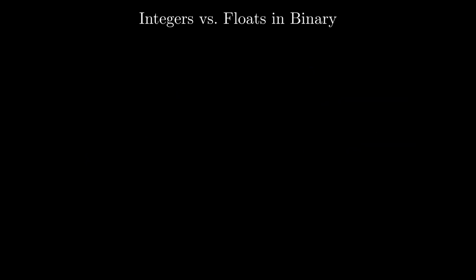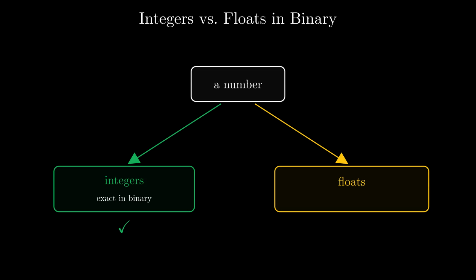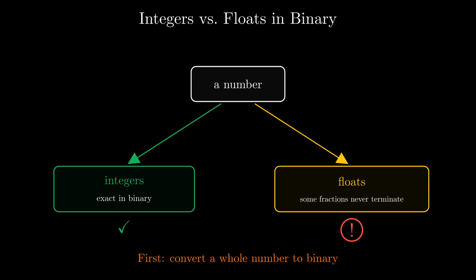When we deal with integers, this base 2 storage is not a problem because we can convert any whole number from base 10 to base 2 exactly. The trouble is with floats, where some fractions have no exact binary form. You don't need to know how to do the conversion yourself, but seeing how whole numbers convert gives the intuition for what goes wrong with floats. So let's convert a whole number to binary.